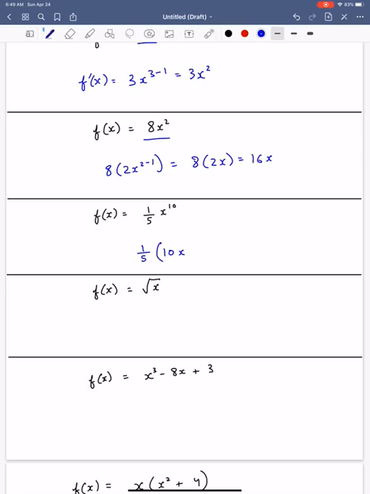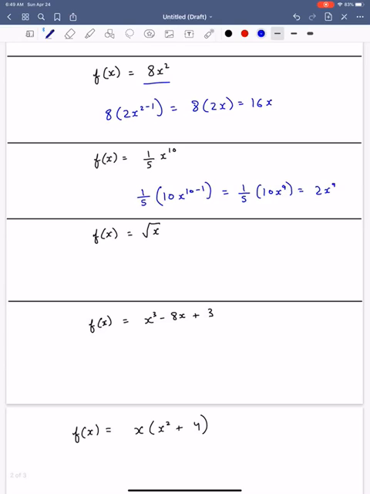10x with 10 minus 1, which is 1 over 5 times 10x to the power of 9. And the final answer will be 2 times x to the power of 9, because 10 divided by 5 is 2.